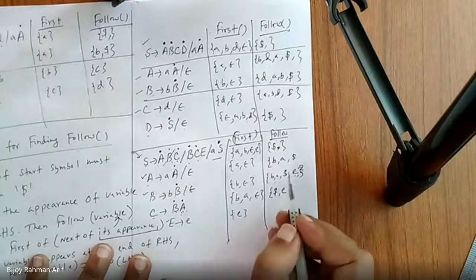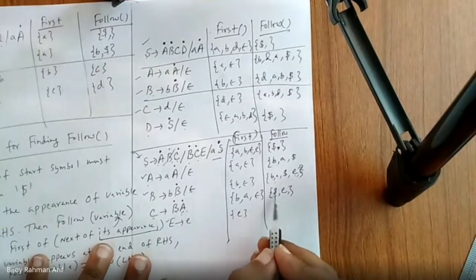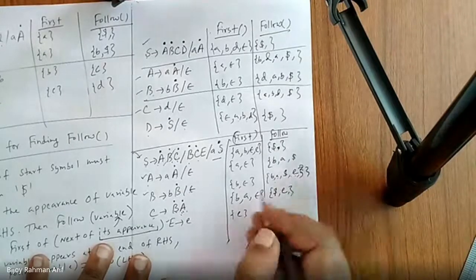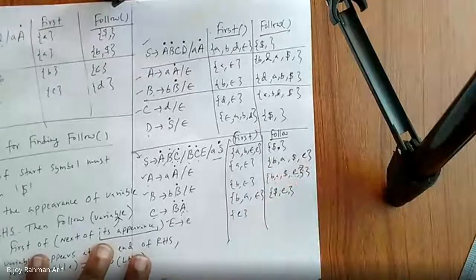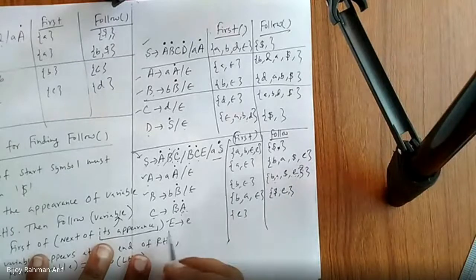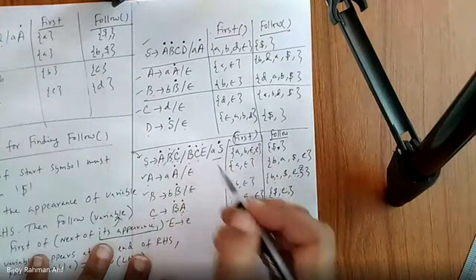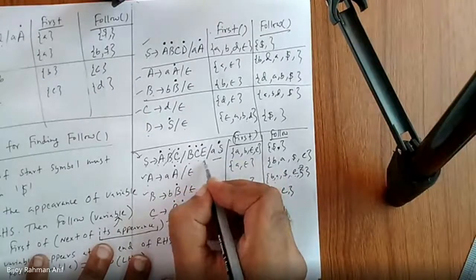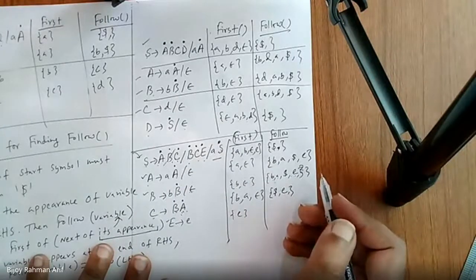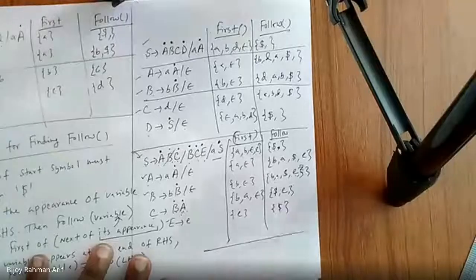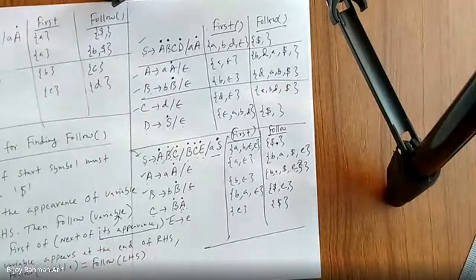Now let's check whether it contributes anything new or not. Dollar is there, E is there, so it is complete. Then E. What is E? E is over here, so it appears at the end. So it is nothing but follow of start. So it is nothing but dollar. Done. Is it complicated?